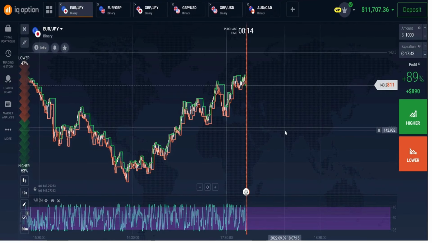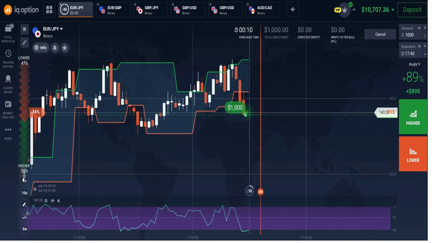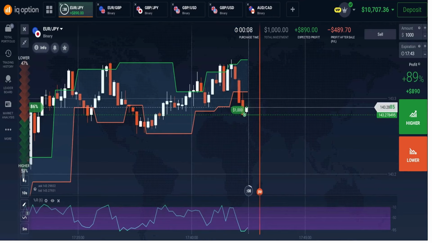Use a 10-second candle time frame with a 1-minute expiry. This setup captures quick price reactions after extreme market conditions.